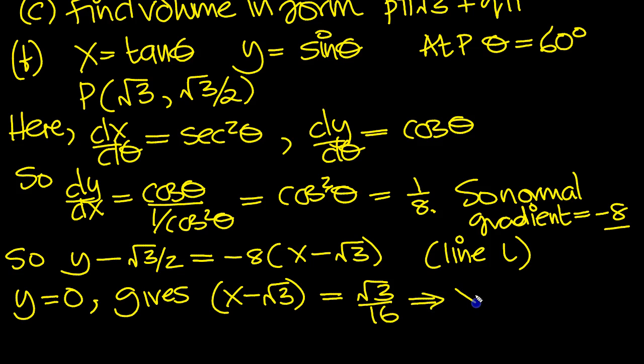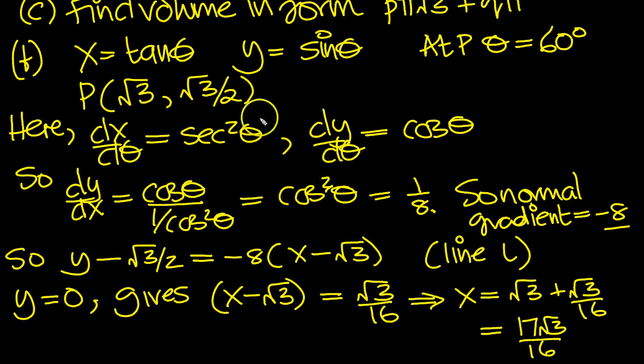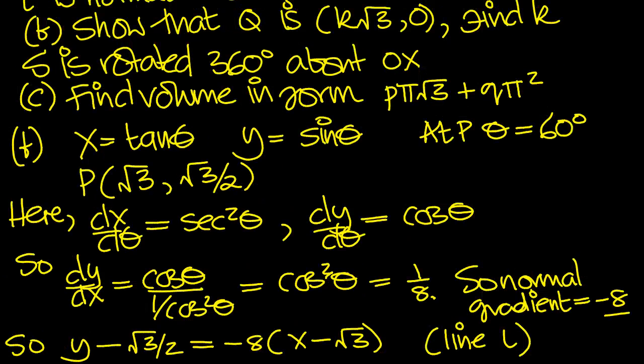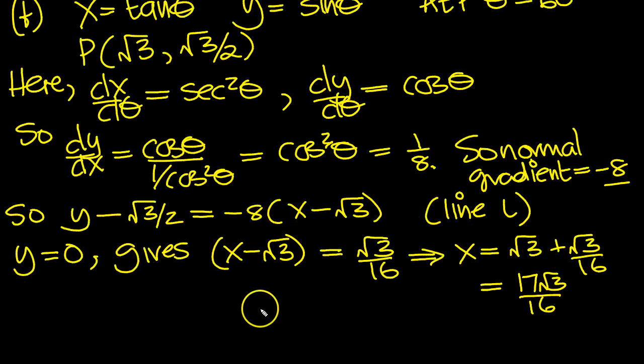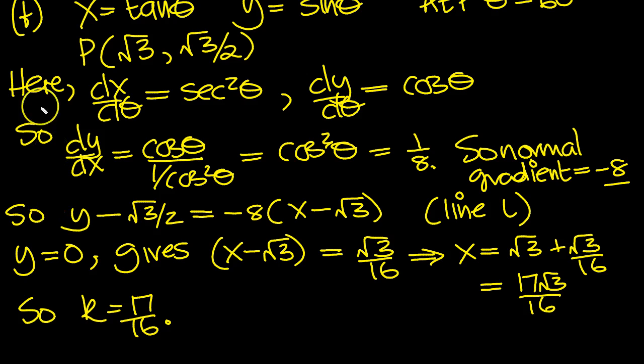So therefore x is equal to, move that root 3 over, so that would be root 3 plus root 3 over 16, which equals 16 over 16 root 3 plus 1 more, 17 root 3 over 16. So there's the x coordinate then. I think that's part B: k root 3, find k. So k is equal to 17 over 16. So that's part B done.